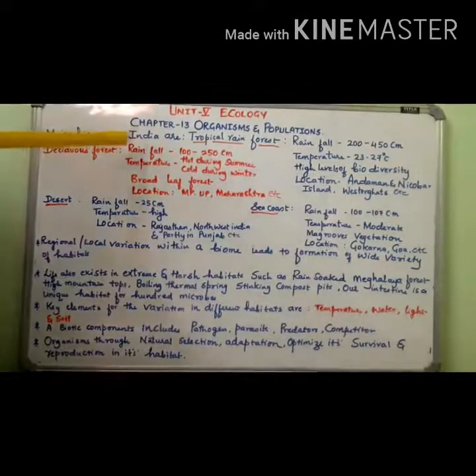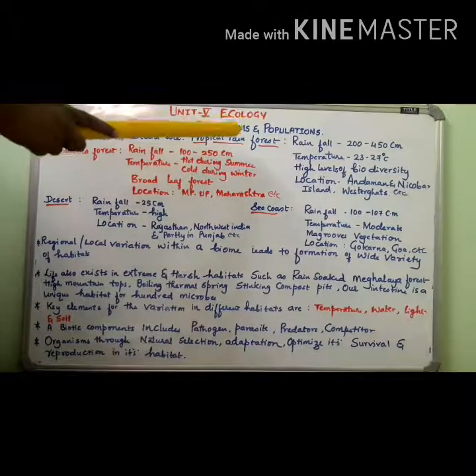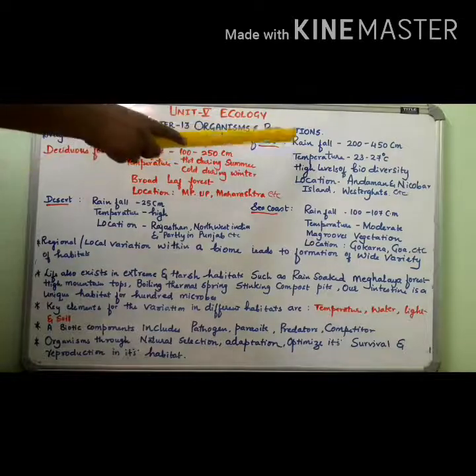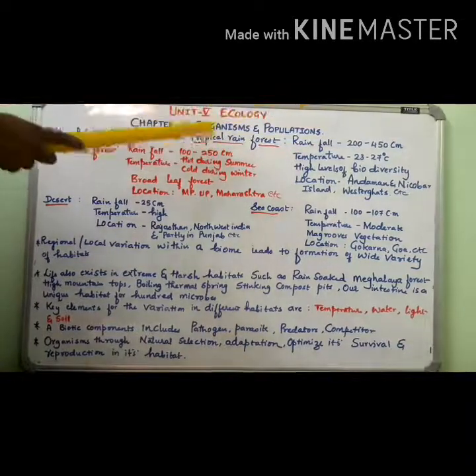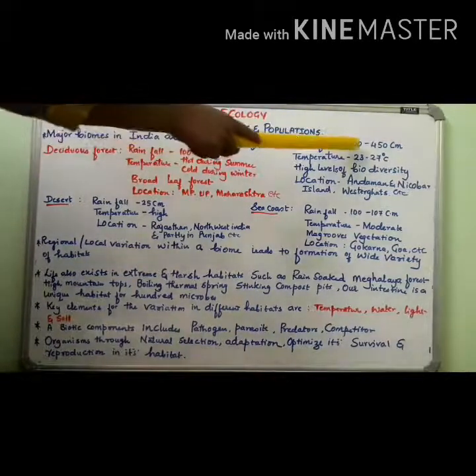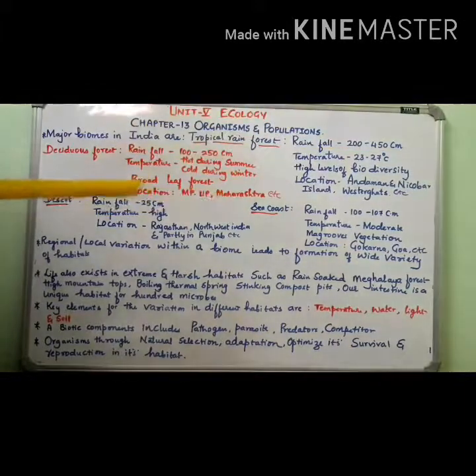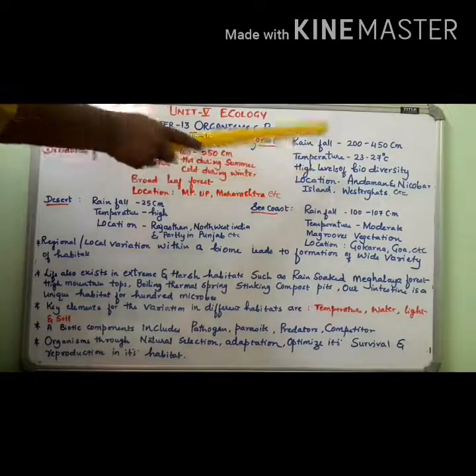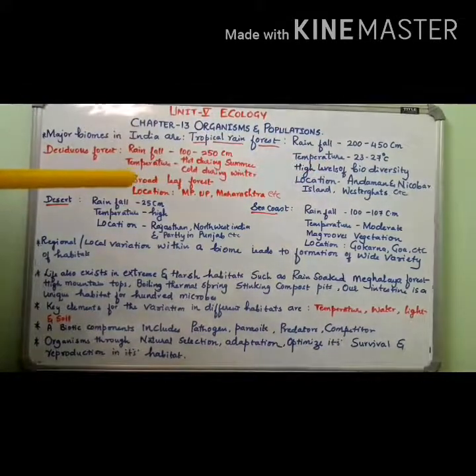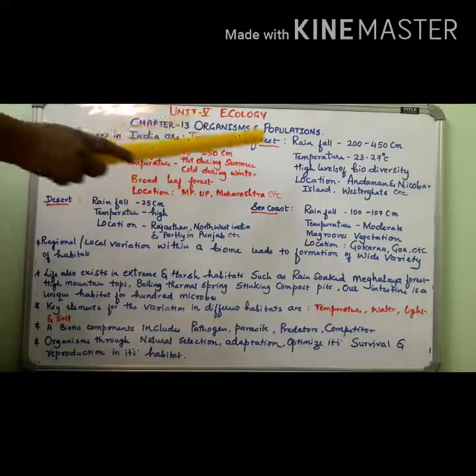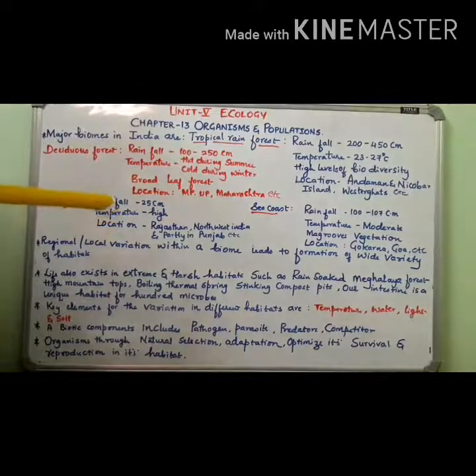Major biomes in India: tropical rainforest. The rainfall in the tropical rainforest is 200 to 450 centimeters, the temperature is 23 to 27 degrees Celsius, and we observe a high level of biodiversity here. Why does it have a high level of biodiversity?